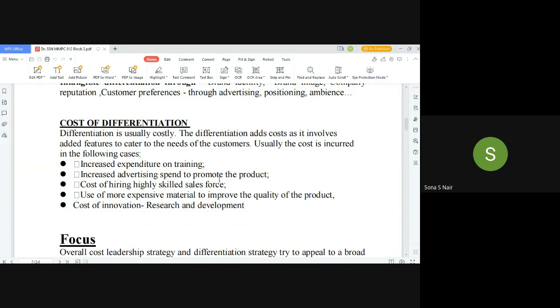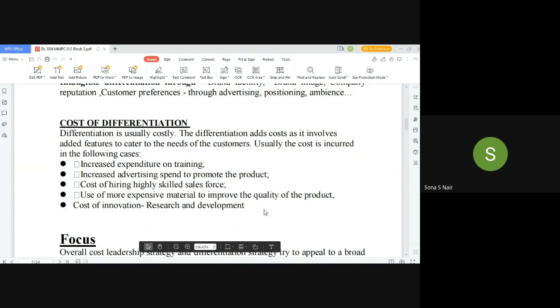Cost of hiring highly skilled sales force, because you need to make that difference clear in the marketplace. You want to tell the consumers properly that this is how we are different and this is how we are better, and it's an important element. The marketing and the sales people are an important component as far as differentiation is concerned, because these are the people who influence and convince the consumers how the firm's products are different than the other competitors.